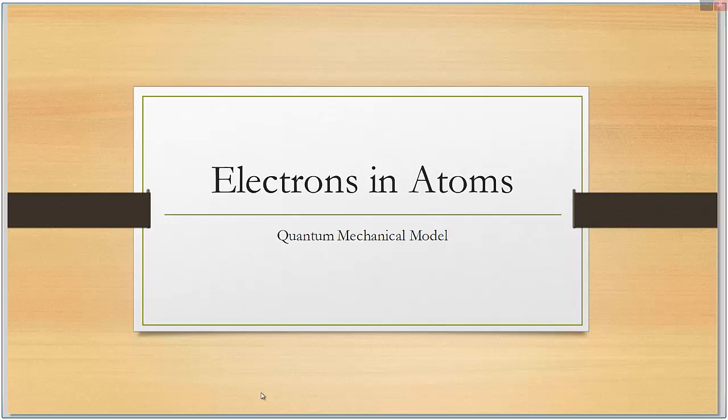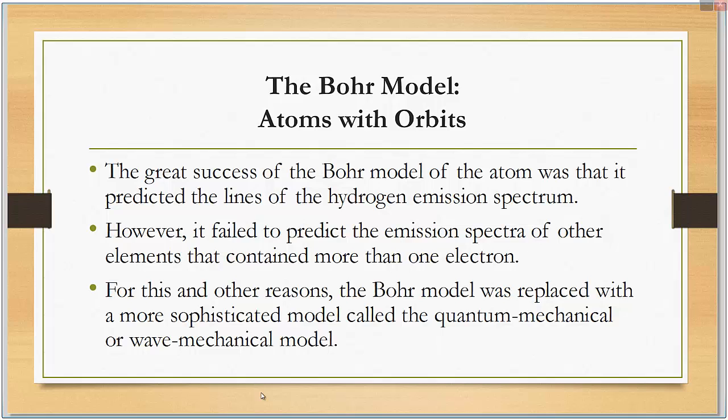In this tutorial, we'll be discussing the background and the foundation for the quantum mechanical model. Alright, so in the previous tutorial we talked about the Bohr model. The great success of the Bohr model of an atom was that it predicted the lines of the hydrogen emission spectrum. However, it failed to predict the emission spectra of other elements that contain more than one electron.